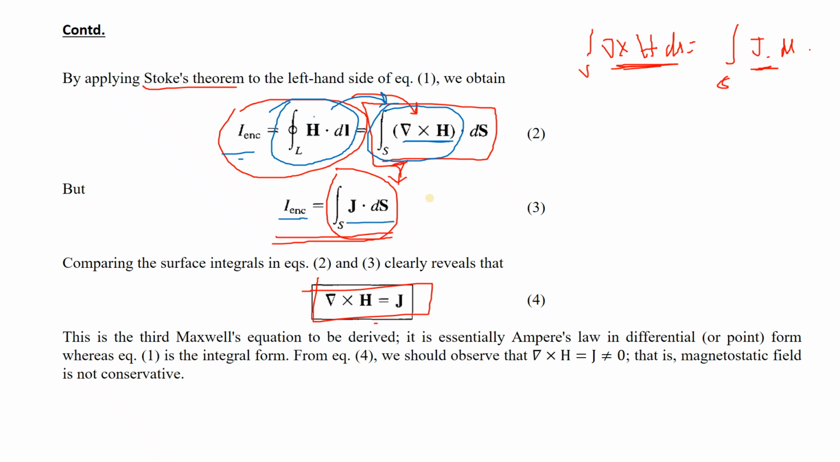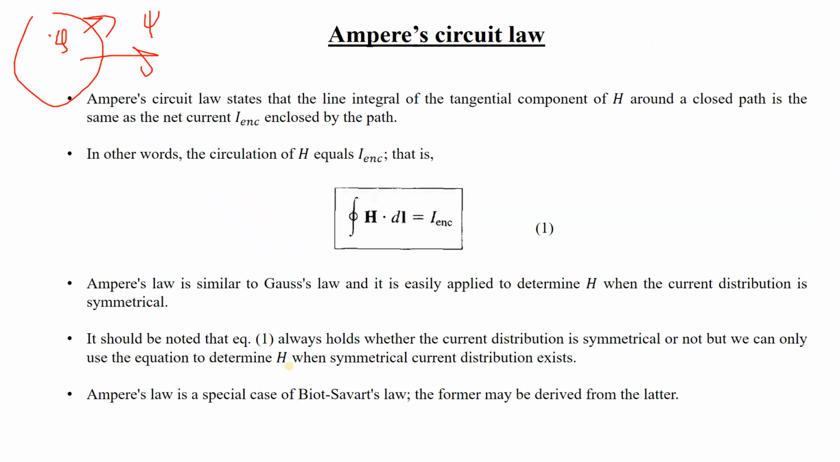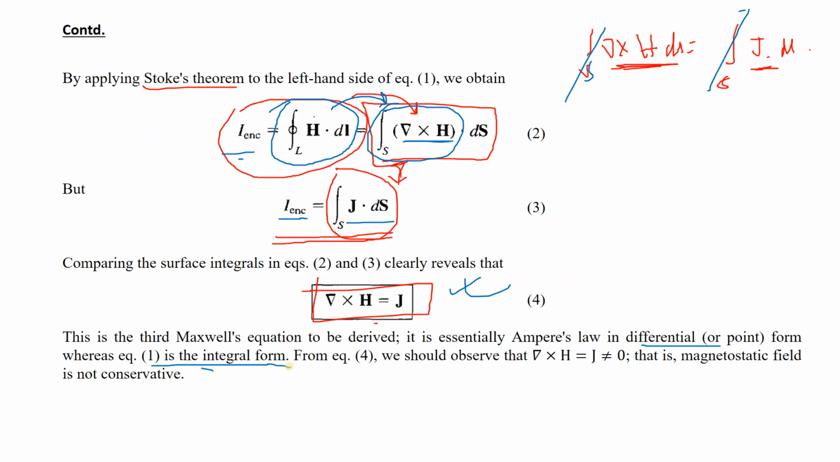Now we have this product with us. Now we replace I equals this. So we have two surface integrals, so they can be cancelled. This is the way we find the differential form of Maxwell's equation. Okay. So this is the differential form, and equation number 1 is the integral form. This equation, this one.